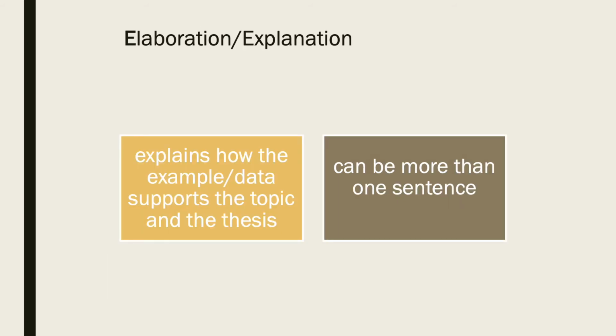Then we move on to the elaborate stage. So this explains how the example supports your thesis statement. So if my example of Anne Frank being strong is the ability for her to stay quiet for days at a time, then I'm going to elaborate on that. So I might give an example from the book where it says that. I might explain how it takes a lot of strength to stay quiet for days at a time. This part is going to be more than one sentence, or at least it can be more than one sentence.